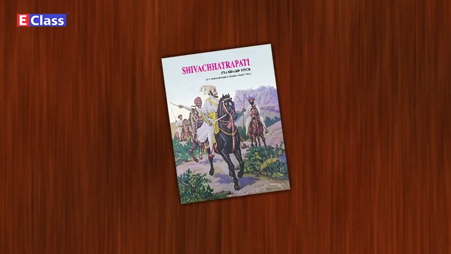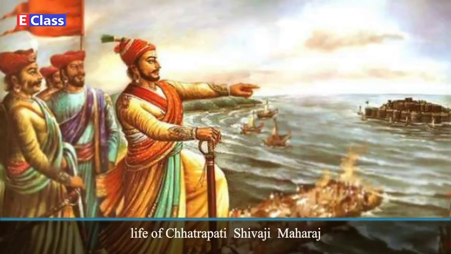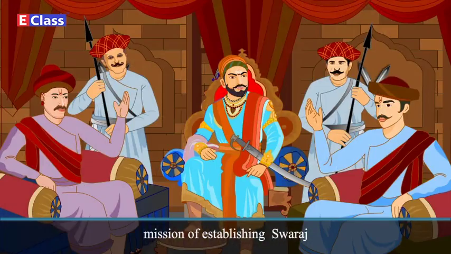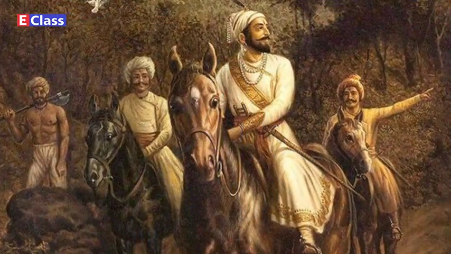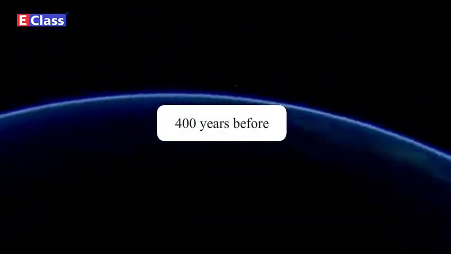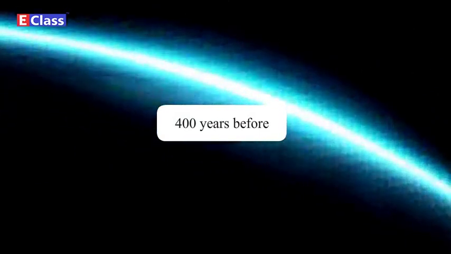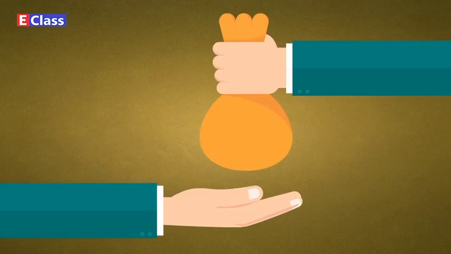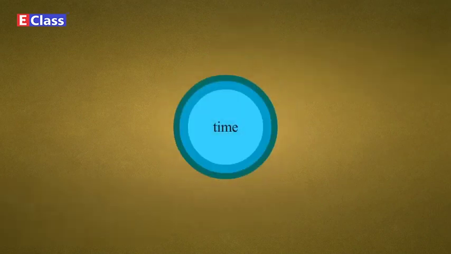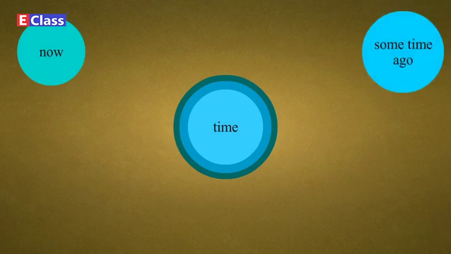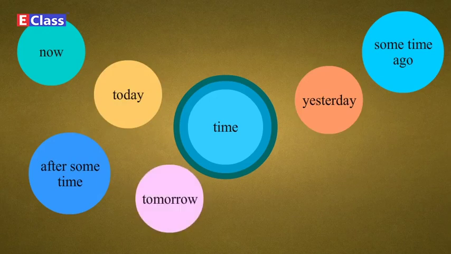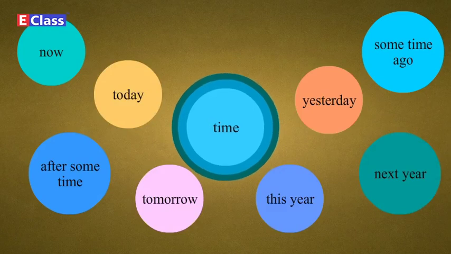Last year, in Standard 4, we studied the life of Chhatrapati Shivaji Maharaj and his mission of establishing Swarajya. The time before the birth of Shivaji Maharaj was about 400 years before now, or in other words, the time 400 years ago. For our convenience, we divide time in different ways. Often we use words like now, some time ago, after some time, or today, yesterday, tomorrow, or this year, next year, etc. When we use these words, we are actually measuring time in our minds.